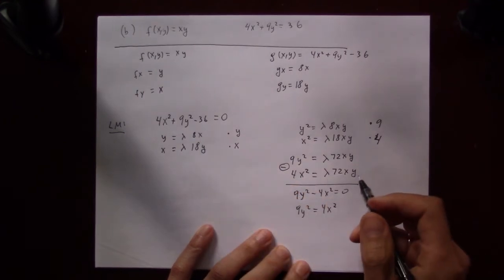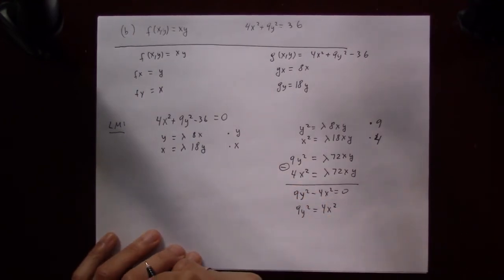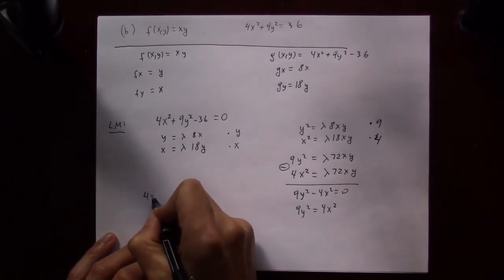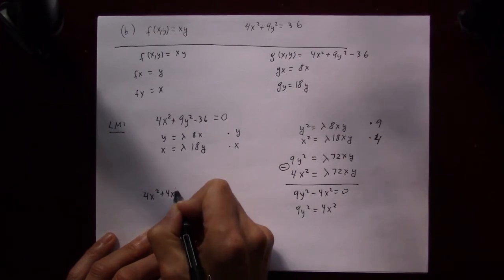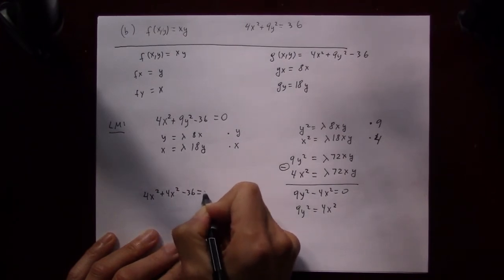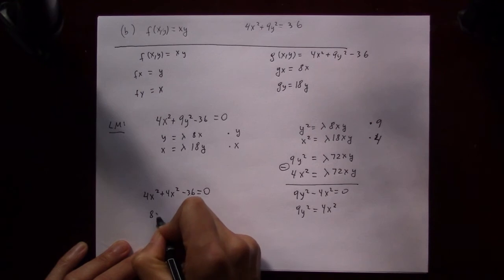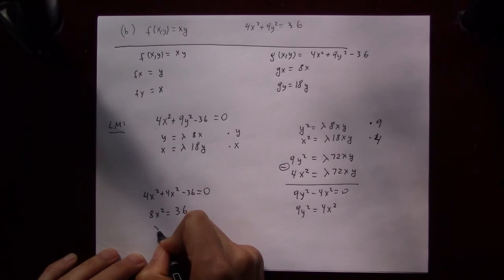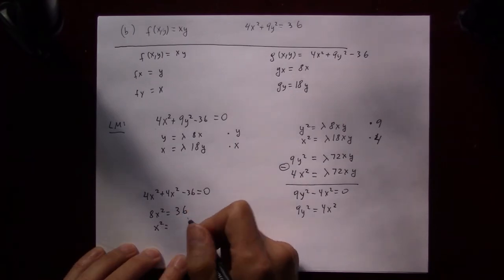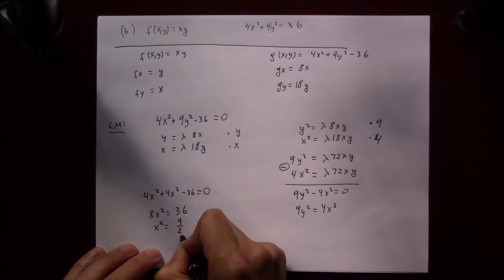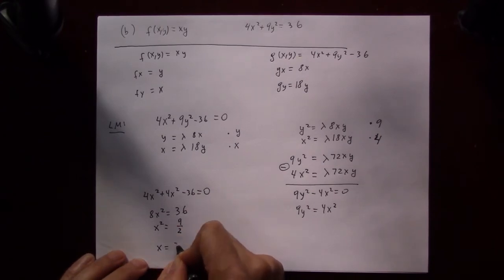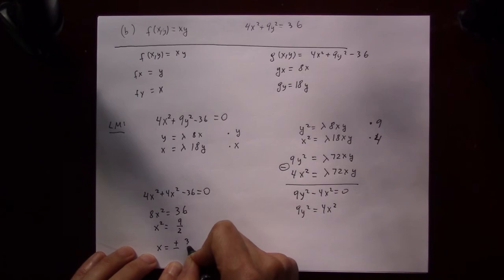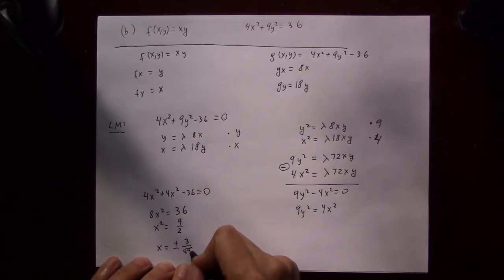And now I know 9y squared equals 4x squared. I'm going to substitute into the constraint. So instead of 9y squared, I'm going to write down 4x squared. 4x squared plus 4x squared minus 36 equals 0. 8x squared equals 36. So x squared equals 9 over 2. So x equals plus or minus 3 divided by root of 2, taking the square root of both sides.